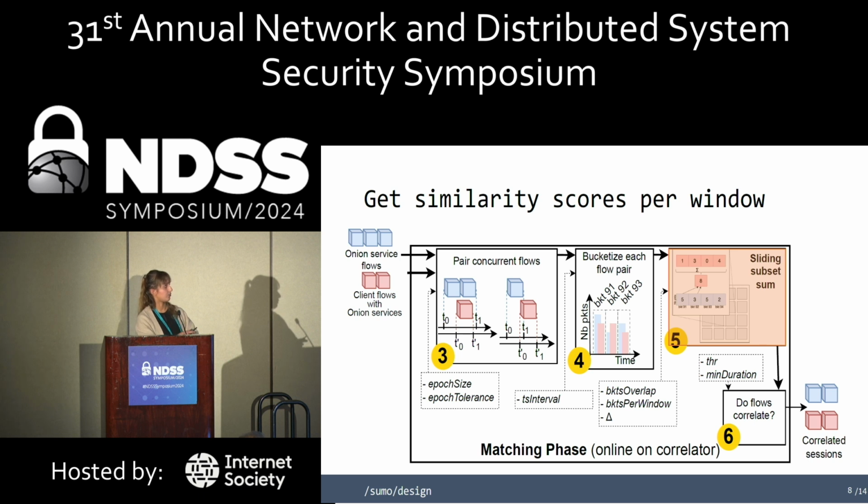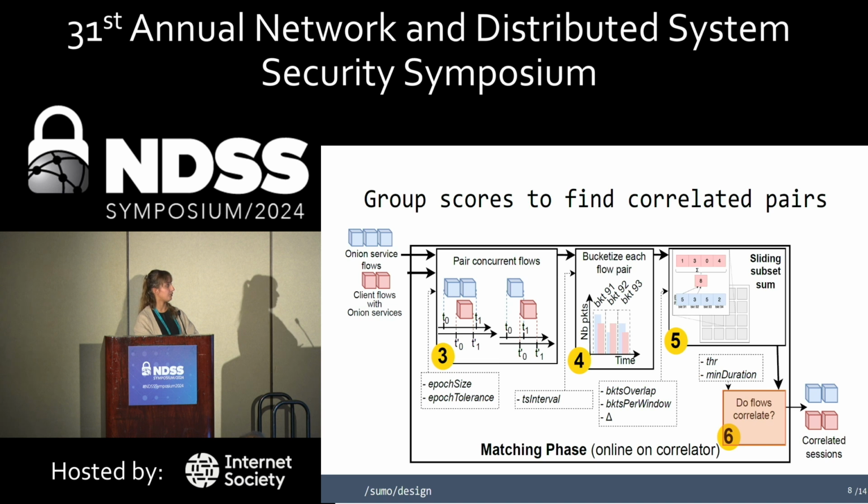Each of these windows will then output a similarity score, and the next stage will just perform a weighted average on those similarity scores, so that it can output a final correlation score for each pair of flows. And this correlation score is the one that is going to decide whether the pair of flows is deemed as correlated or not.